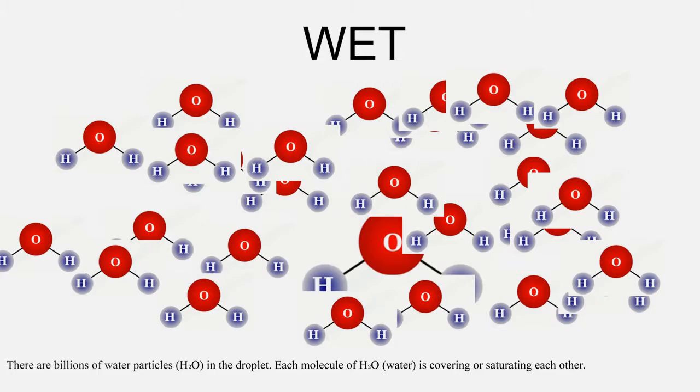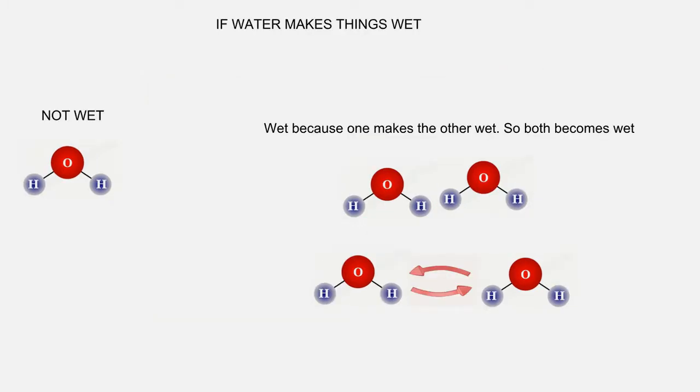There are billions of water particles, hydrogen oxide, in the droplet. Each molecule of hydrogen oxide, water, is covering or saturating each other. Thus, it is wet. If you were to argue that water isn't wet but makes things wet, answer me this: if something makes something else wet, how could they wet something without themselves being wet?